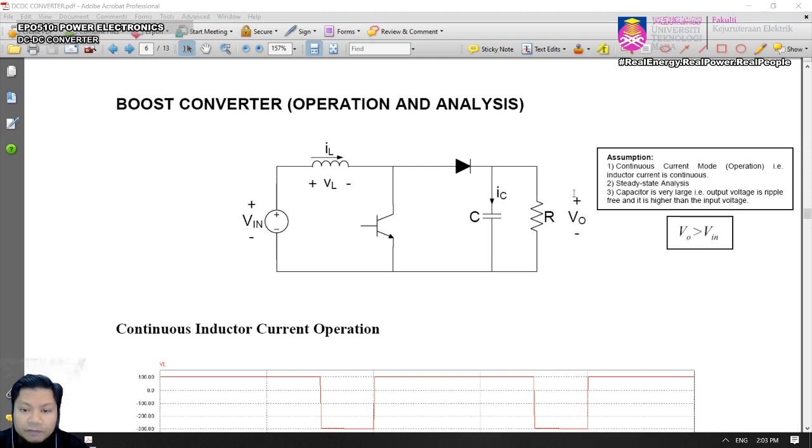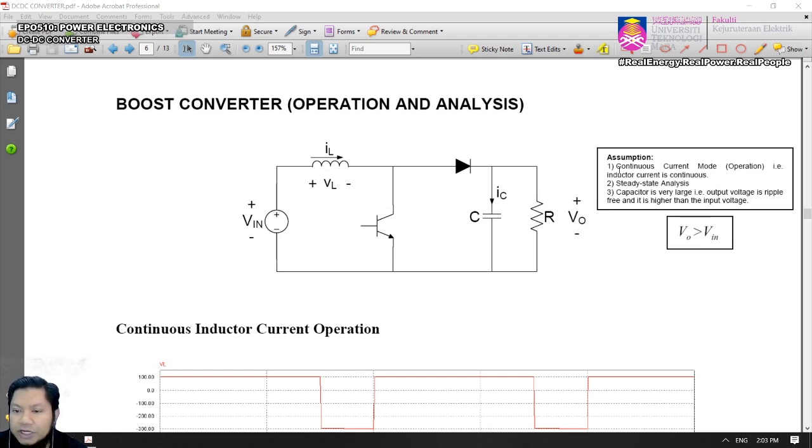So for the boost converter, the arrangement of the components are as displayed in the lecture note here. We have an input voltage connected to the boost inductor. We call it now, it's known as a boost inductor. So the input voltage will be connected to the supply to the boost inductor, and then we have a switch, controllable switch, diode, capacitor, and also the resistor.